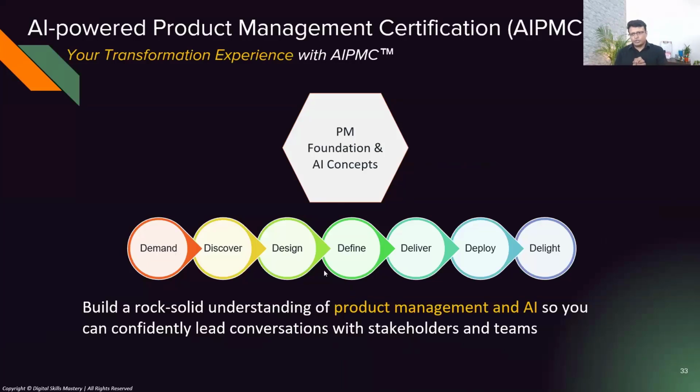Now, what we want to share with you about the AI product management certification program that we have is that you are able to build the foundations and AI concepts that we have just given you a highlight of. You're able to build a rock solid understanding of how product management and AI come into play, so you can confidently lead the conversations with your stakeholders and your cross-functional teams, from design to delivery to development teams. And that's where you're talking about the 7 phases, from demand to delight.